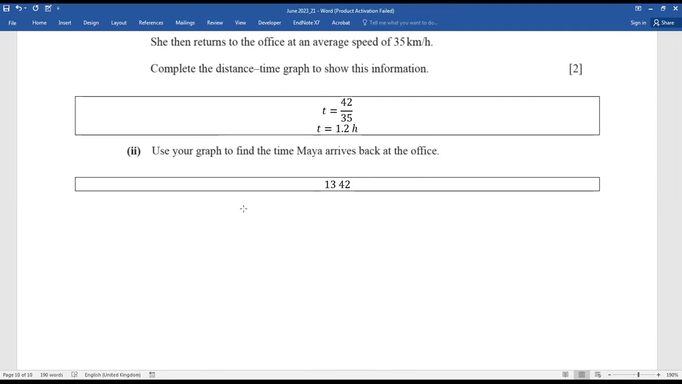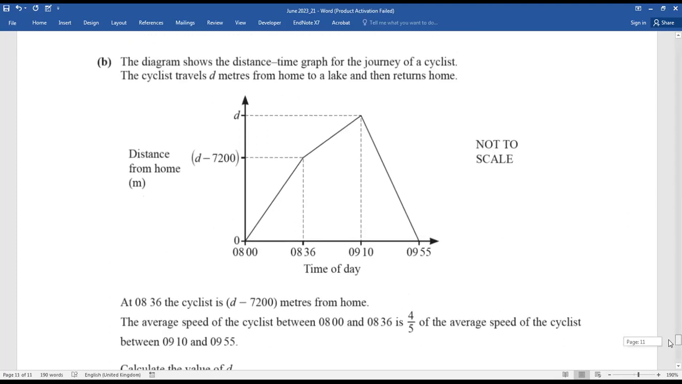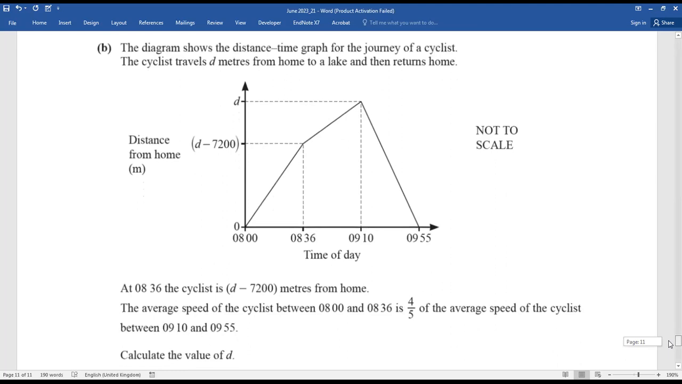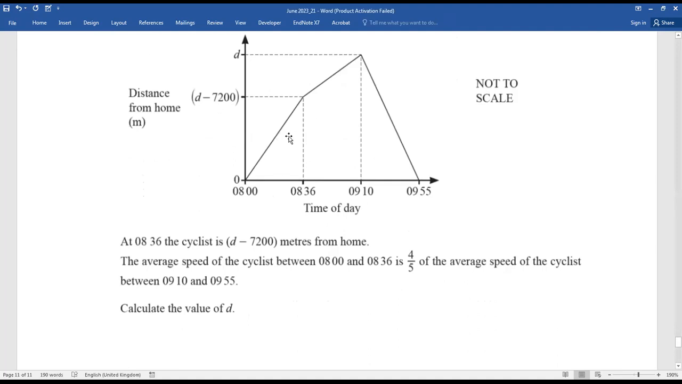Moving on, part B. Now the question says that the diagram shows the distance time graph for the journey of a cyclist. The cyclist travels d meters from home to a lake and then returns home. At 8:36, the cyclist is d minus 7,200. That means this complete distance was d. So this is d minus 7,200. That means the distance between these 2 points is 7,200.